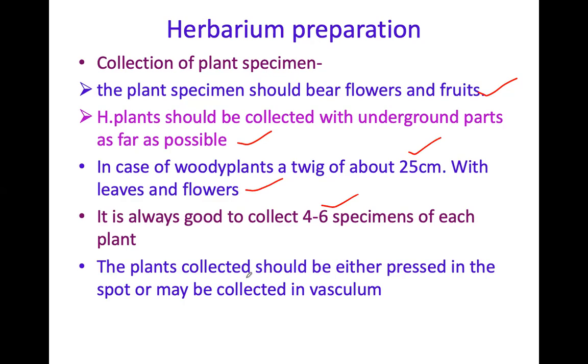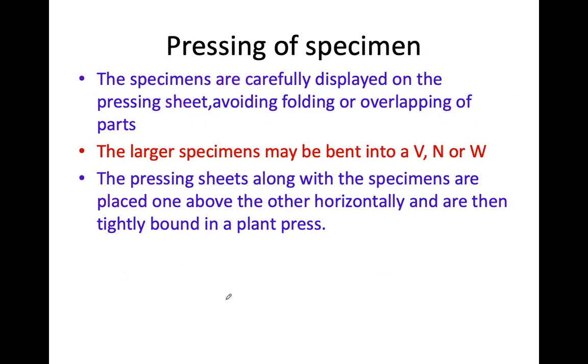First, the plant specimen should bear flowers and fruits, or flowers or fruits. Herbarium plants should be collected with underground parts as far as possible. In case of woody plants, a twig of about 25 centimeters with the leaves and flowers. It is always good to collect 4 to 6 specimens of each plant. Each plant collected should be either pressed on the spot or collected in the vasculum.